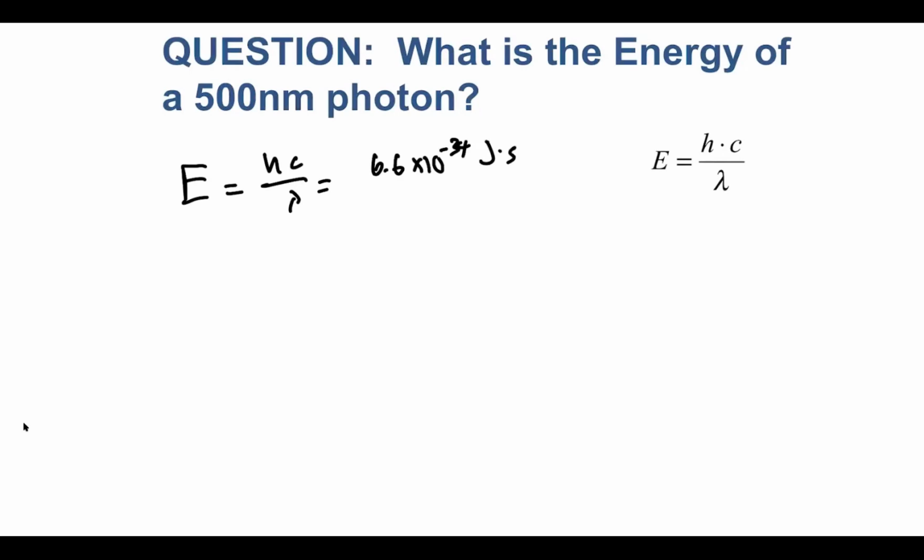Okay, I'm going to multiply that by the speed of light, which is 3 times 10 to the 8 meters per second. Then we divide that by the wavelength of the light, which is 500 nanometers, or 500 times 10 to the minus 9 meters. Okay, so plug that in your calculator.